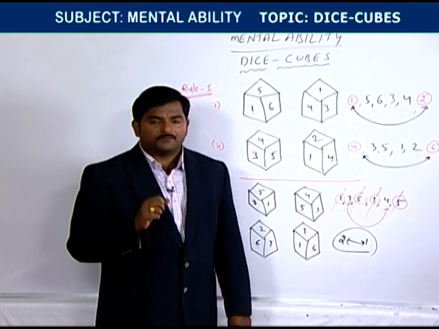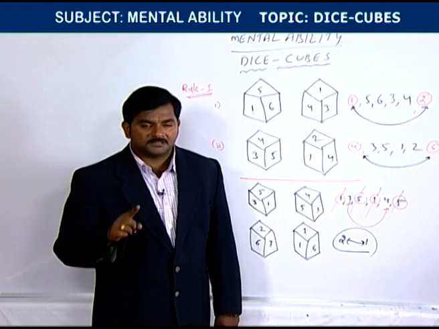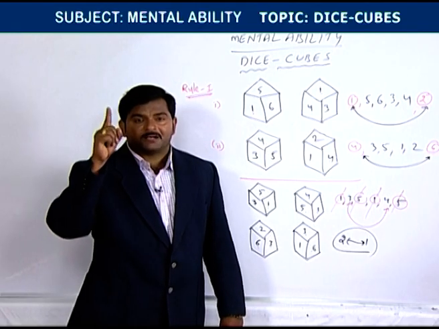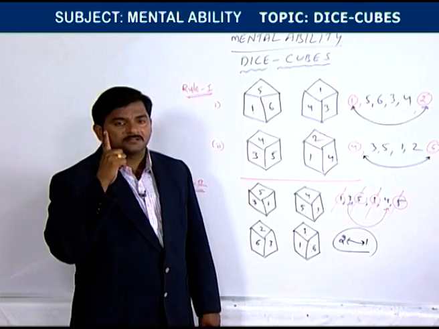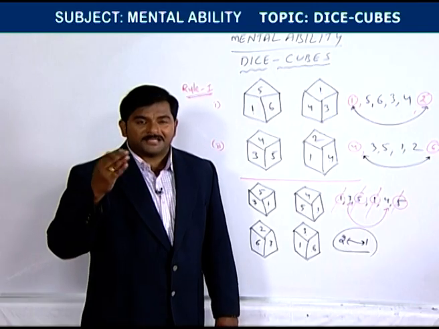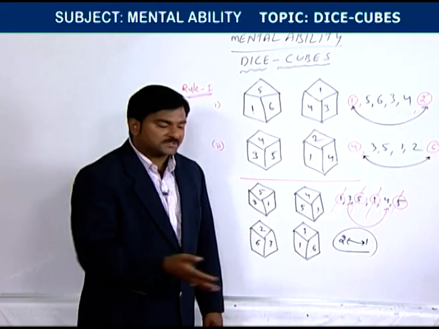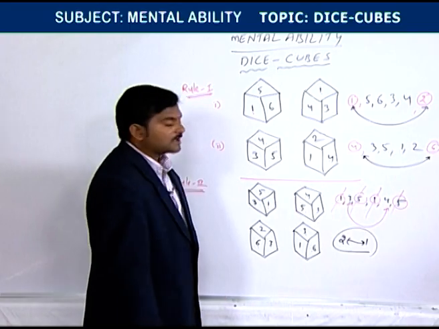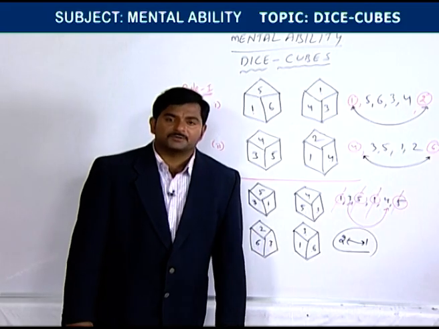Now rule 1, positions of the dice are given below. One number is common. Writing all the numbers adjacent to 1, then one number is left. That number is always adjacent to this common number. That is rule 1. In rule 2, two numbers must be common. Positions of the dice are given below. Eliminating all the common numbers, the remaining numbers are always opposite to each other. So here two numbers are common. Remaining numbers, here 3 left, 4 left. These two are opposite to each other. Here 2 left, 1 left. 2 and 1 are always opposite to each other.